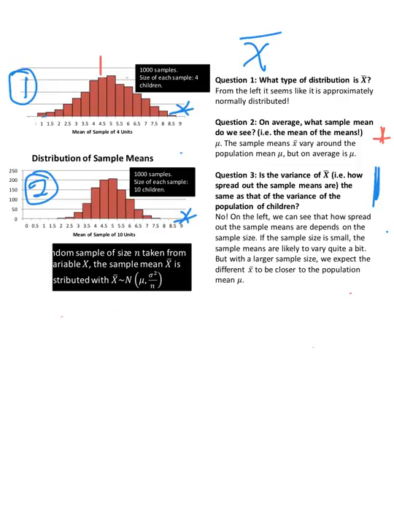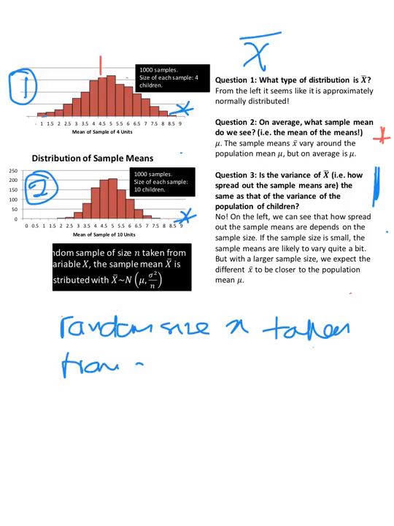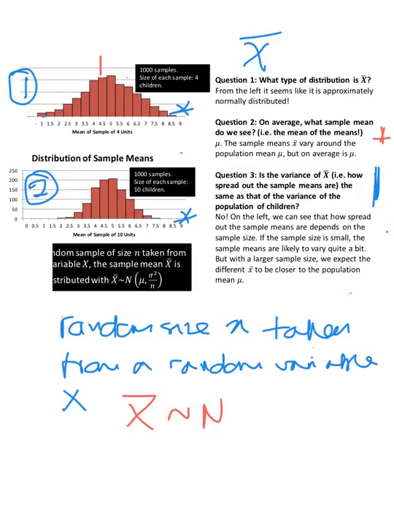So therefore, for a random sample of size n, taken from a random variable X, what we can say is that the sample mean is normally distributed with a mean mu, same as the population mean, but with a variance of sigma squared over n, remembering that n is our sample size.